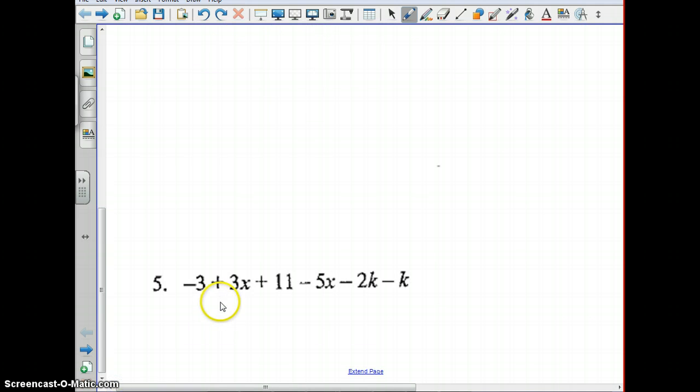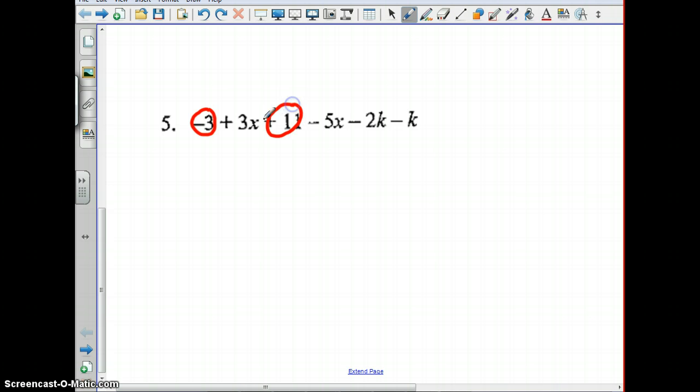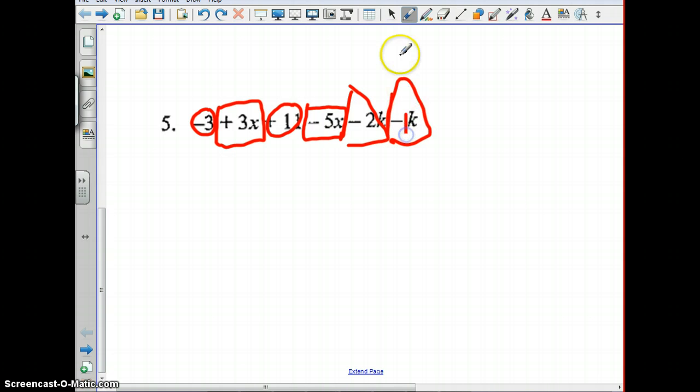All right. Number 5. Yes. This is the homework, yes. All right, what's my first term? Negative 3. Are there any other terms that are constants? Yeah, positive 11. Yep. That's it. All right, and then I have a 3x. Any other x terms? Negative 5x, yep. And then we have a negative 2k. Any other k terms? Yeah, negative k. And how many is that? 1.